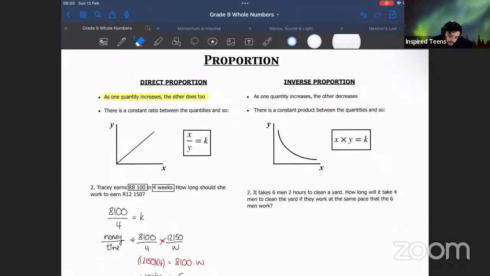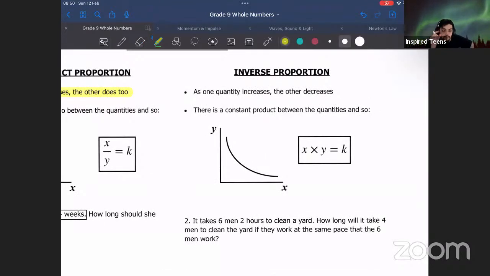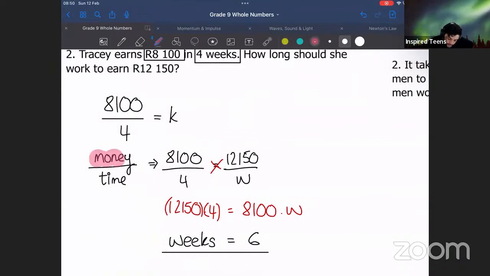You have to analyze the question first and make sure that you are working with direct proportion. Then you can say that you have the constant ratio. So whatever parameter, whatever value you're working with on top, you keep them all on top. Whatever you're working with at the bottom, you keep them all at the bottom.